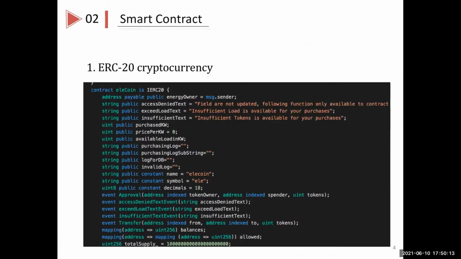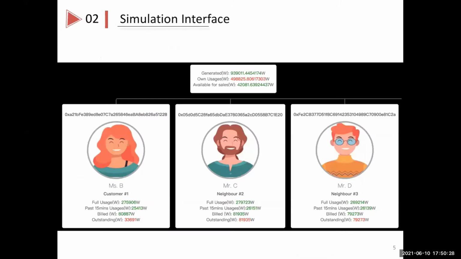This is the ERC20 cryptocurrency, which means we set up our own cryptocurrency, named Alicoin, to be traded with energy in our project. This is the interface of the prosumers in the microgrid, which shows the energy demands or surplus energy that could be traded with each other.